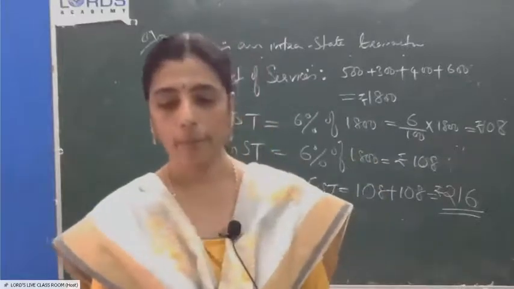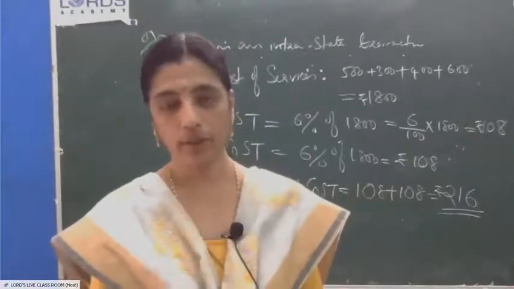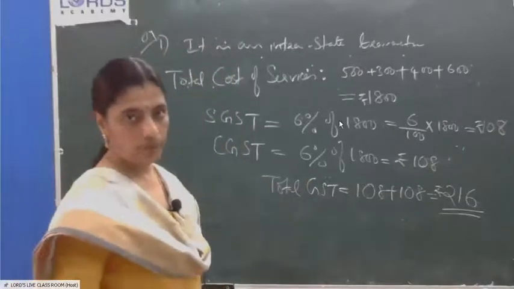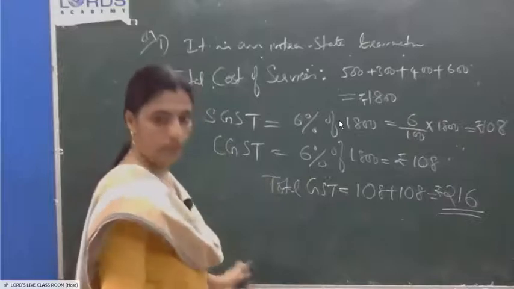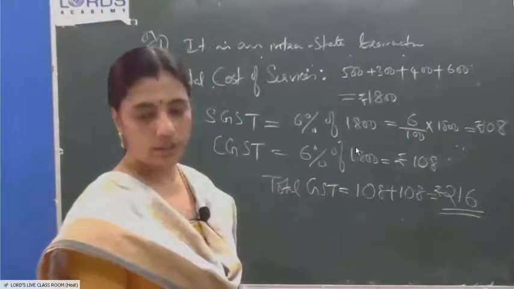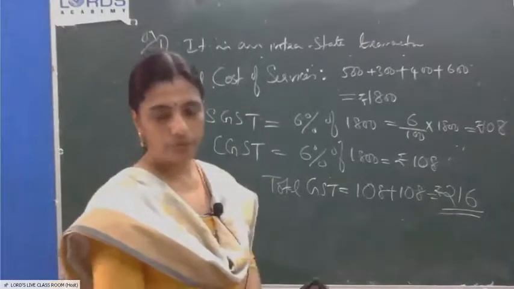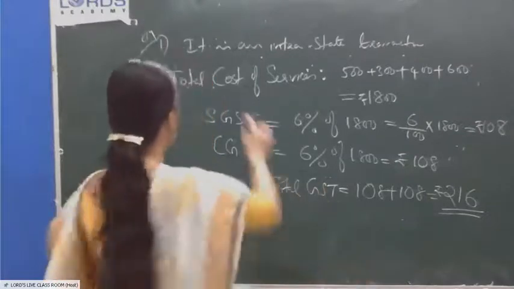Third question. Maximum rate. Okay, so let us prepare the table. You do one thing. Vertically you prepare, that will be better. Vertically you write MRP 250, 200, 150, 300, like that.